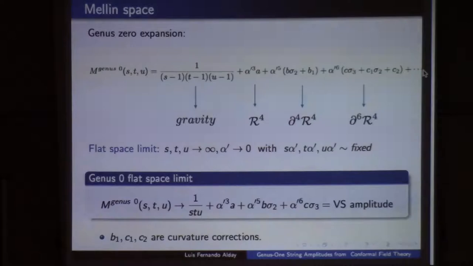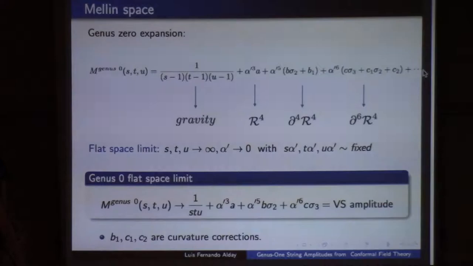So what's the kinematic limit? You take S, T and U? Yeah, S, T and U are all large, and alpha prime is 0, but in such a way that S alpha prime is fixed. And that means it's high momentum transfer. The thing is that what you would call the flat space momentum is S times alpha prime.